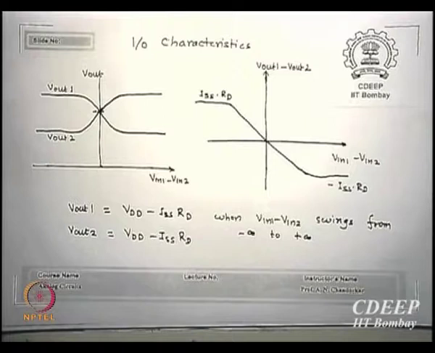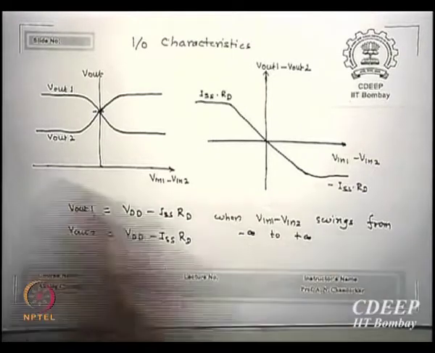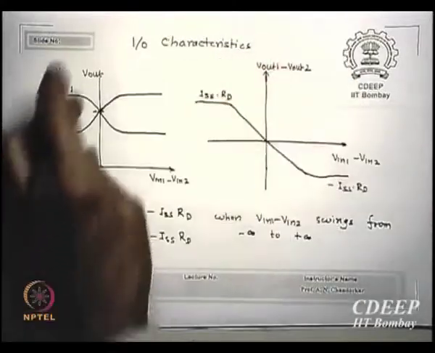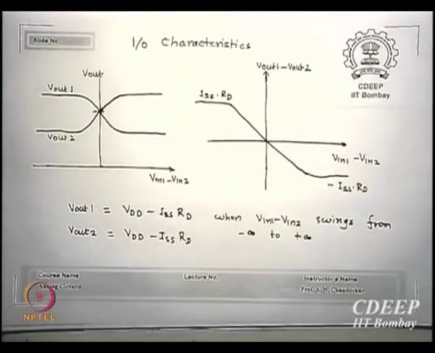Is that correct? Because I connected their sources and I am now applying V in 1 and V in 2, with a change in V in 1 and V in 2 it will switch over which transistor starts conducting, and because of that, if I subtract V out 1 minus V out 2 and plot against VID, the typical curve will be like this.